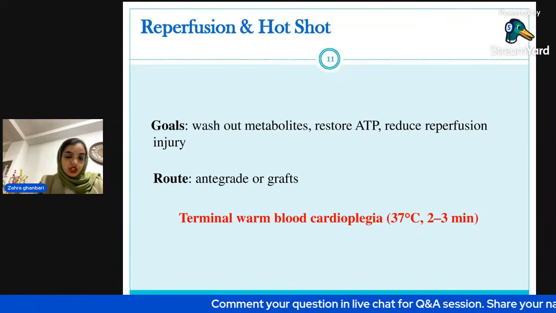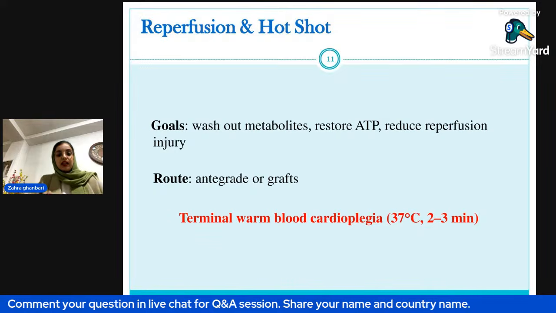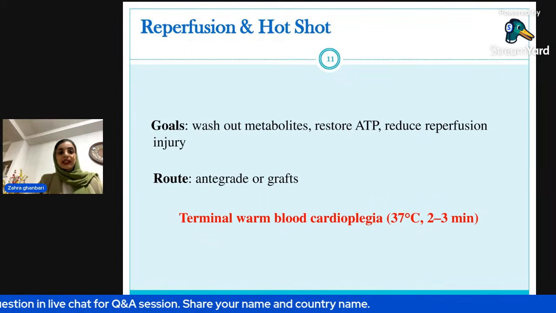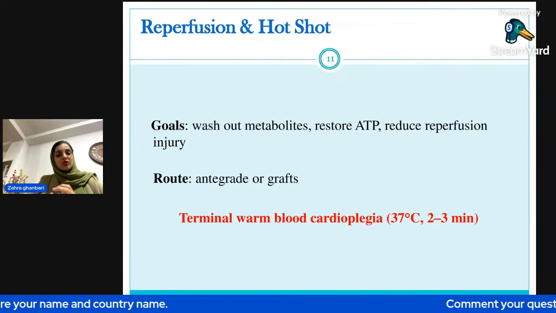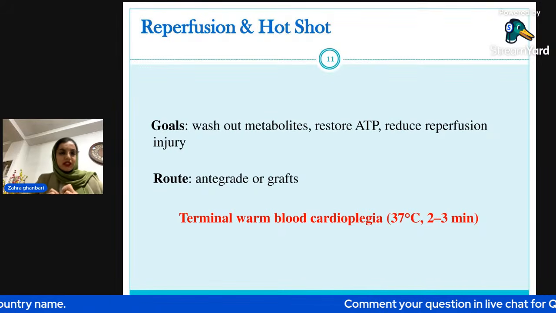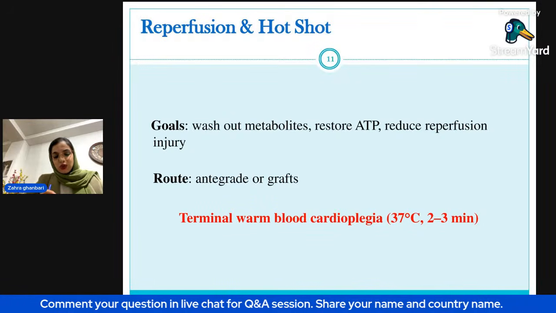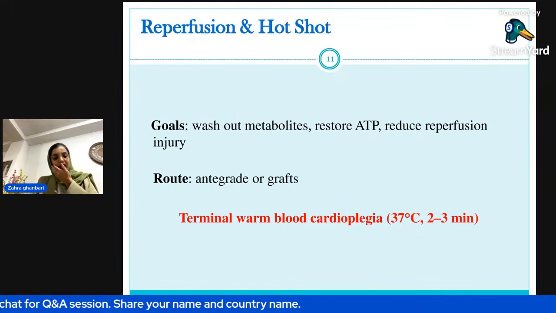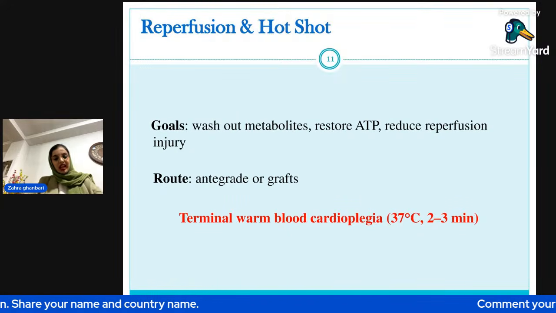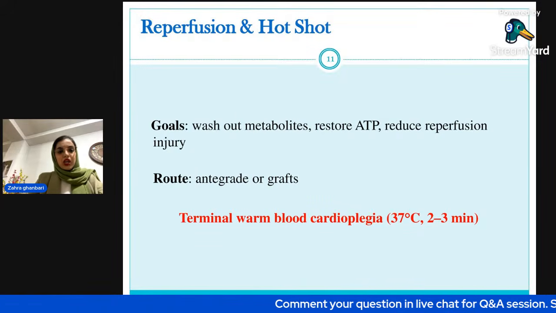Reperfusion and hot shot. The route of hot shot usually is antegrade, and or maybe via graft. The reason for this is that this route delivers warm and oxygenated blood efficiently to all myocardial layers before restoring normal circulation, and we don't use retrograde because it may cause LV distension and does not reliably perfuse the subendocardium.